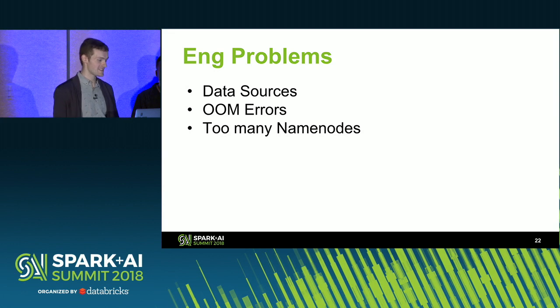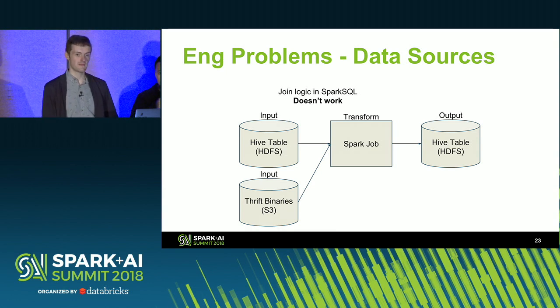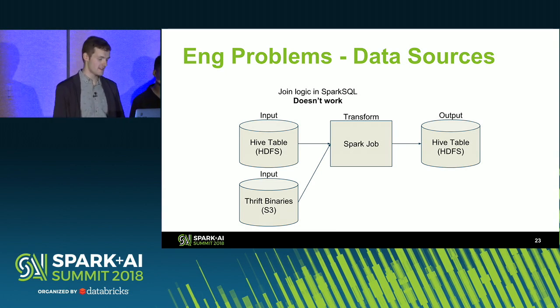But now we'll jump into some concrete problems that I thought were kind of interesting, and hopefully you guys can learn something from them. First, I'll talk about data sources. So I talked before about joining this data together and then processing it. That works great if all your input is coming from Hive tables, which have a schema. Then you can join them in Spark SQL, right?